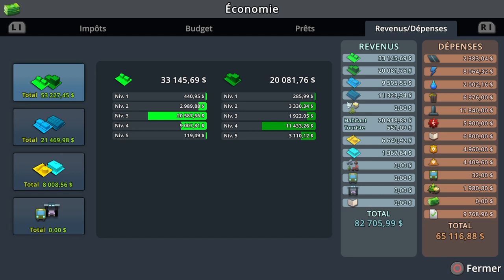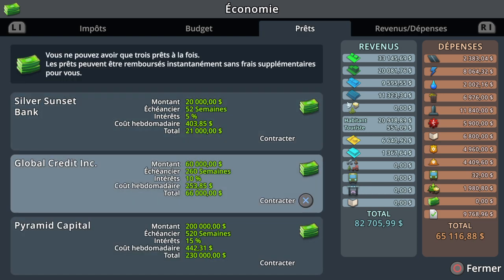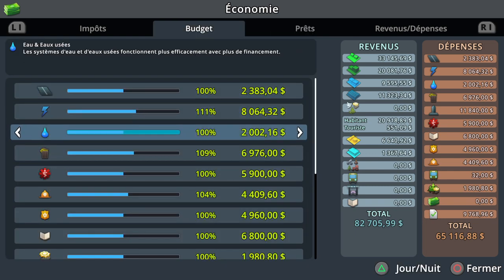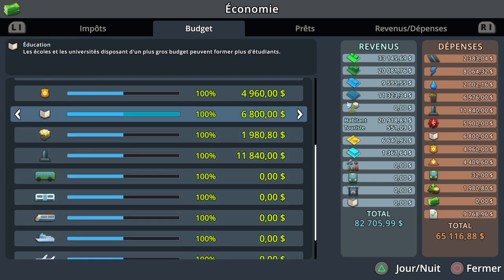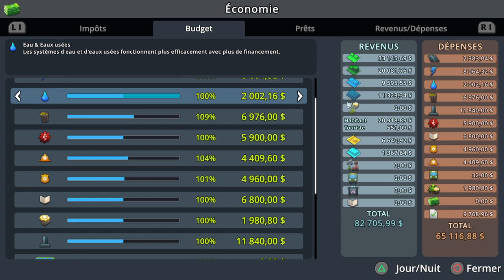And it actually gives a breakdown based on the different areas of our city. So we can see how much our residential upkeep is costing, our commercial upkeep, our office and industrial upkeep, as well as our city transportation. Additionally, we even have loans available to us if we're struggling to make ends meet. And then we have a budgetary screen where we can actually change our budgets, increase them or reduce them based on what it is we need.